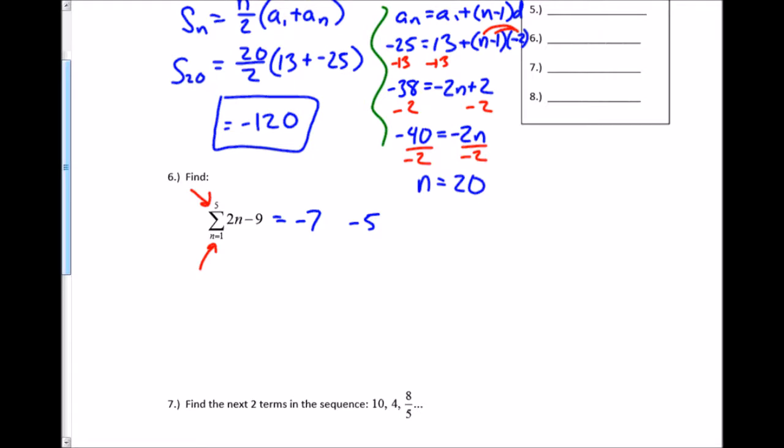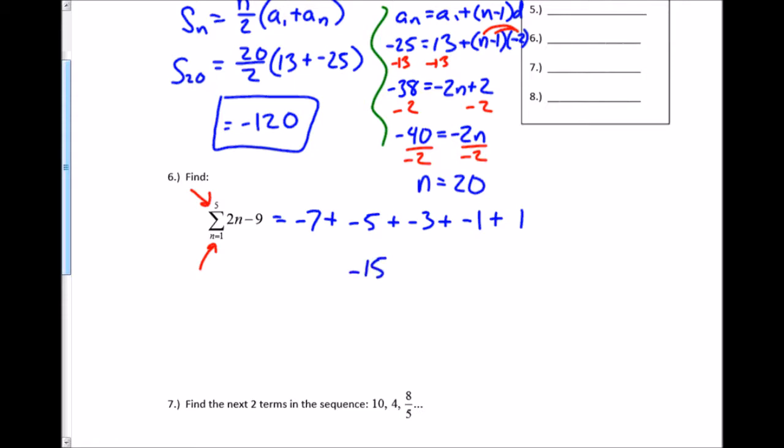And then I plug a 3 in. Gives me a negative 3. I plug a 4 in, I get a negative 1. I plug a 5 in, and it gives me a positive 1. And now sigma tells me that I need to add all these values together. So I plug a 1 in, then a 2, then a 3, then a 4, then a 5. That's where I stop, starting value, stopping value, and then I add all these together. It looks like it gives me a negative 15.